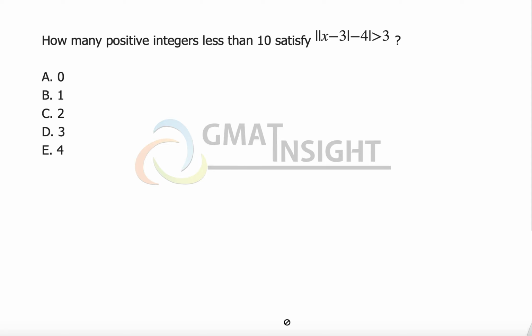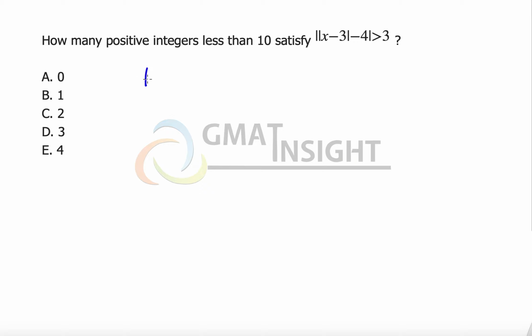How many positive integers less than 10 satisfy ||x − 3| − 4| > 3? So here we have a challenging question in which we have two different modulus signs and we need to understand how to open them up. Let me quickly tell you the step-by-step method.